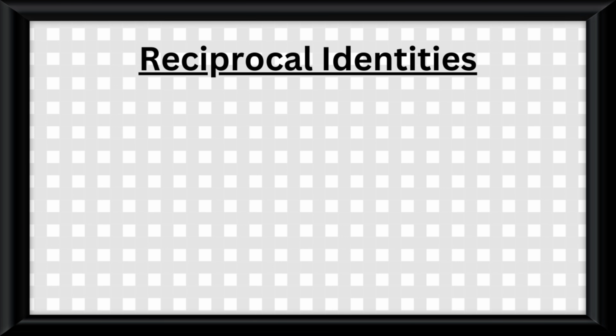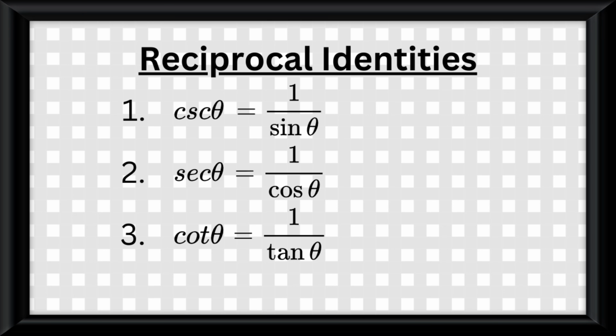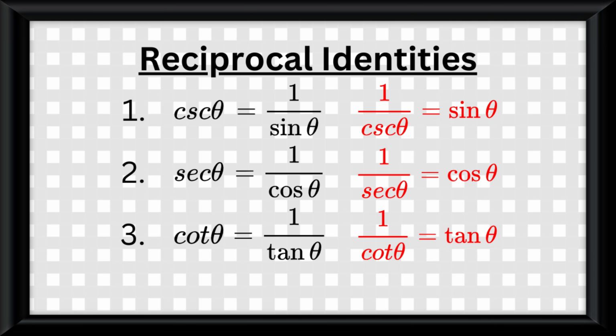This video introduces 3 functions: cosecant, secant, and cotangent. Cosecant is equal to 1 over sine. Secant is 1 over cosine, and cotangent is equal to 1 over tangent. This also is true for the opposite, so 1 over cosecant is equal to sine, 1 over secant is equal to cosine, and 1 over cotangent is equal to tangent.